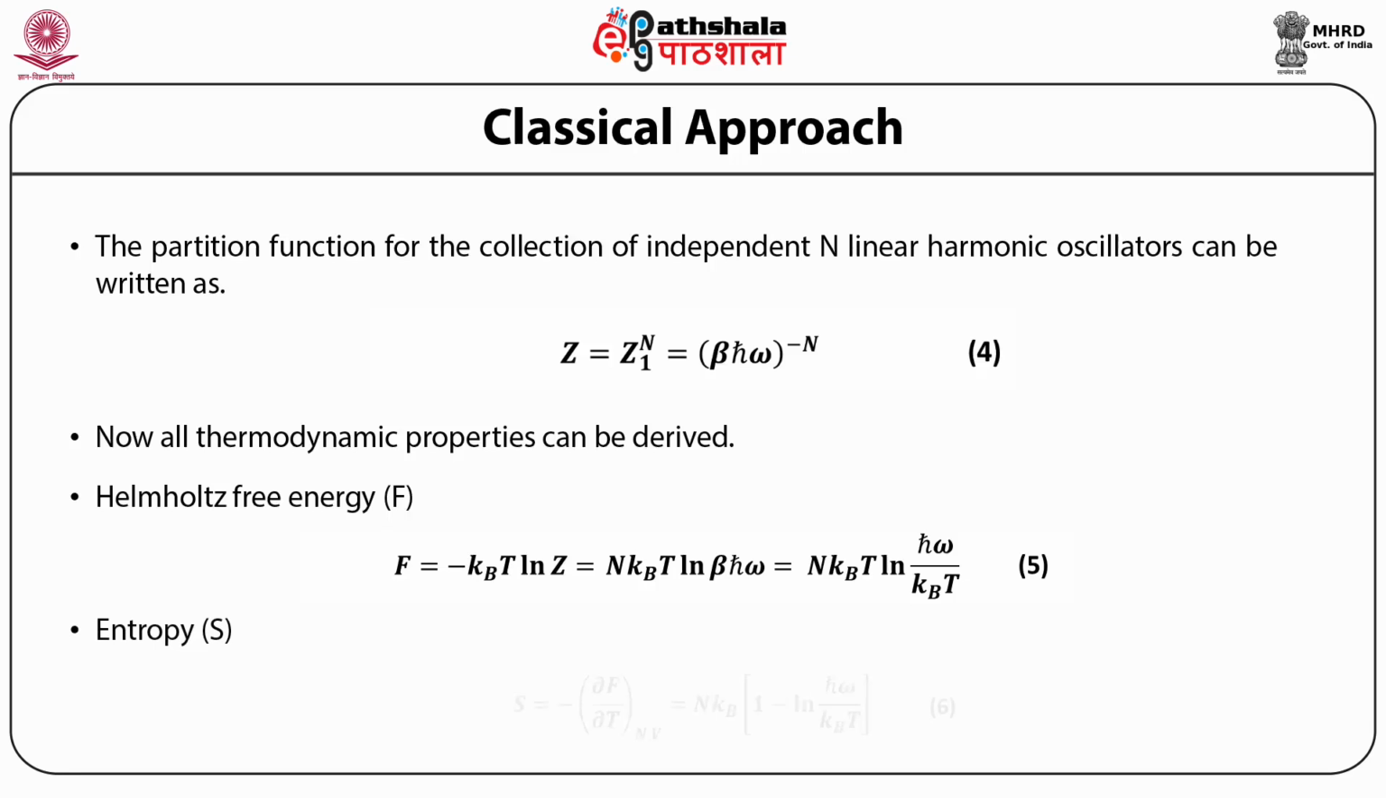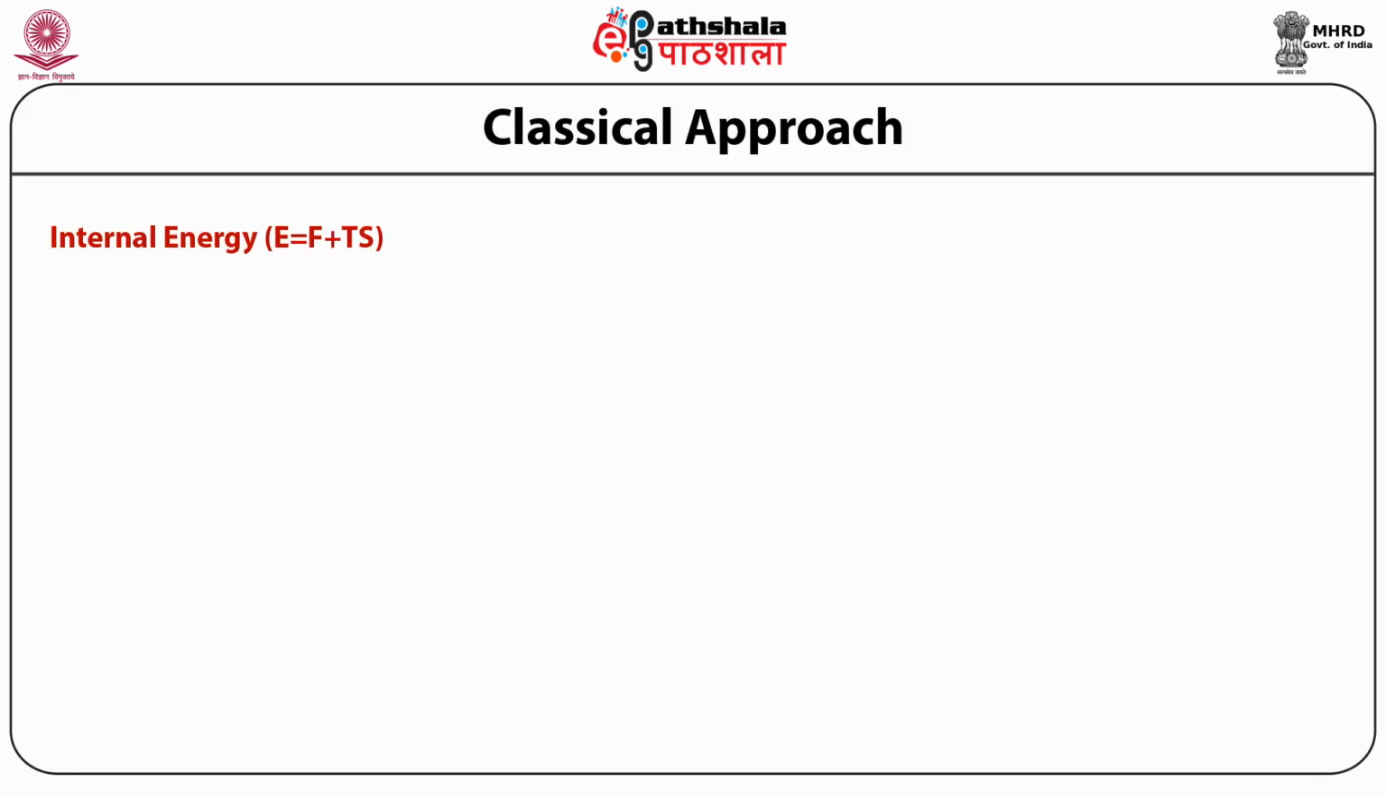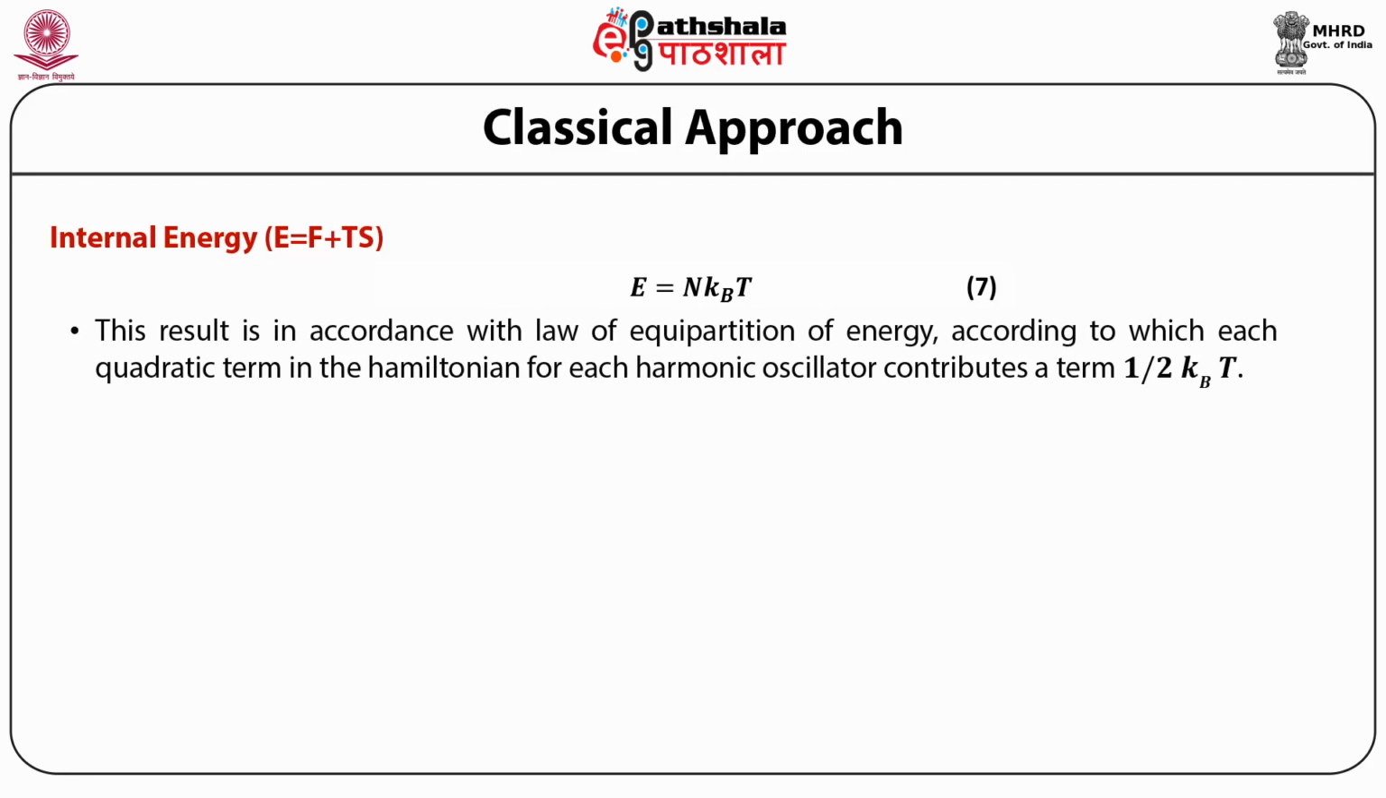Entropy S is equal to negative of the partial derivative of Helmholtz free energy with respect to temperature at constant N and constant V, which is equal to n kB times 1 minus log of h bar omega by kBT. Internal energy E is equal to F plus TS and can be immediately obtained. That is, E is equal to n kBT.